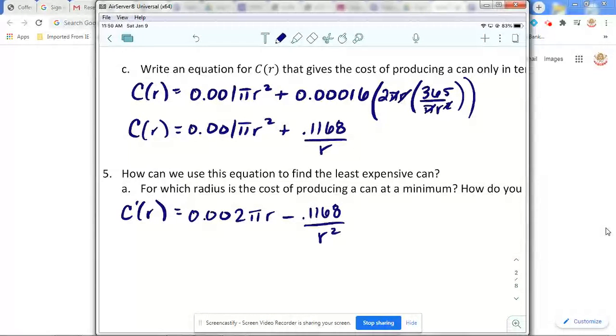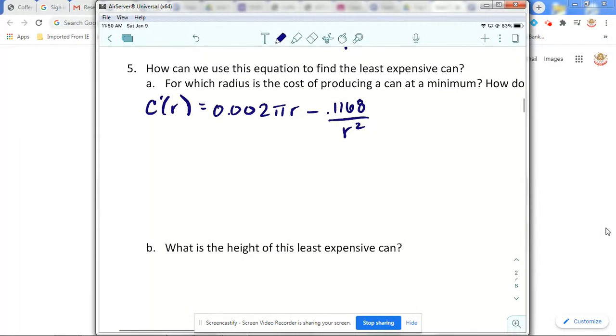Okay, so what we want from the first derivative is the critical number, so we want to know when it is 0. Okay, so I'll just move that over.